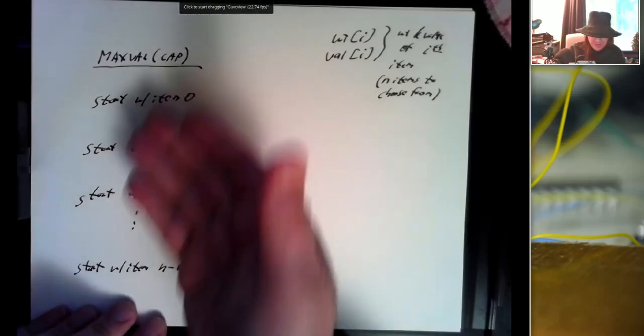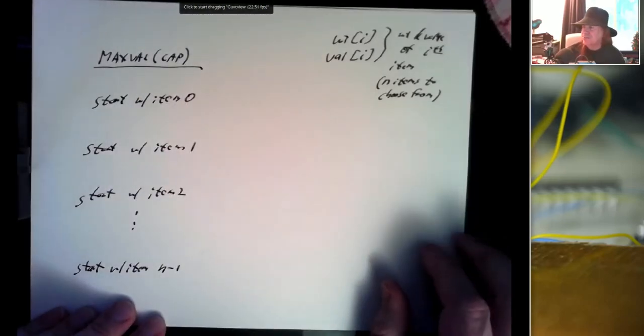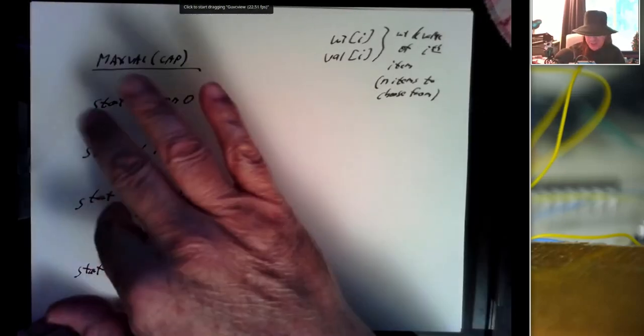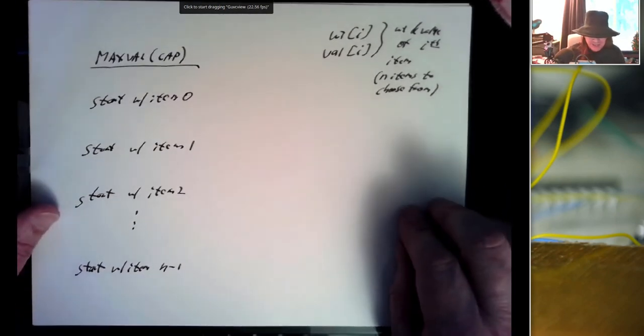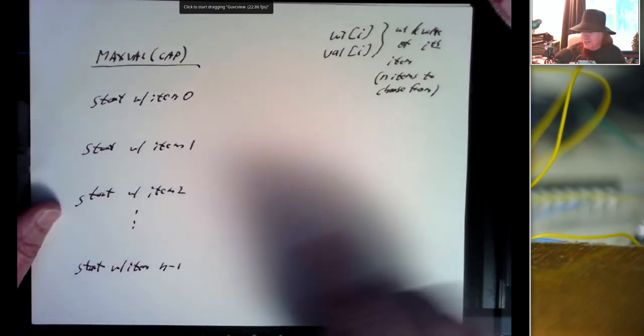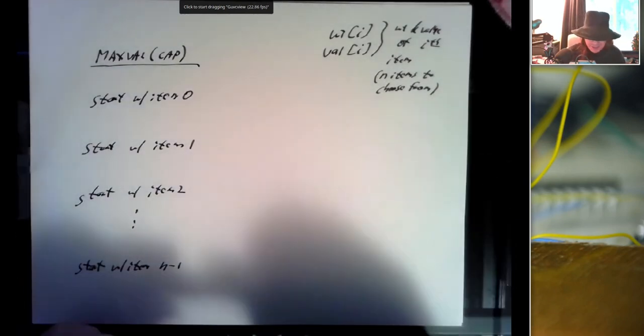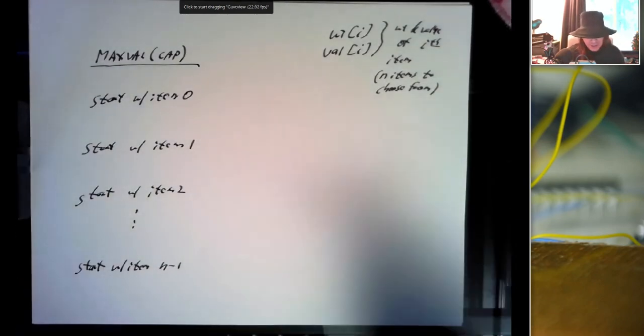And one of these situations will lead to a maximal value. Now, it could be that 2 or more of these give us the same maximal value, but whatever's going to get us the maximal value, at least one of these is going to get us there, because we have to start with some item, right?